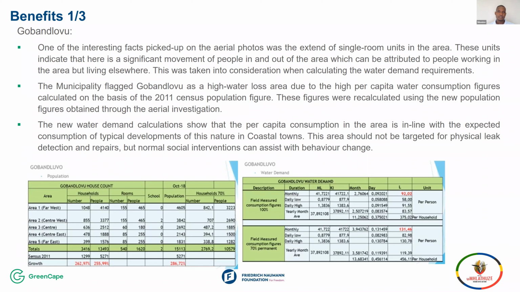What were the benefits in the project? What we discovered is that we were reporting on half of what the population or the households were in the area. So the area had no losses actually, but the community had increased, sort of tripled, based on the census of 2011 that we were using. So we picked up that the population had increased, and the demand also showed that whatever the community was consuming was in line with what is expected within the coastal towns.